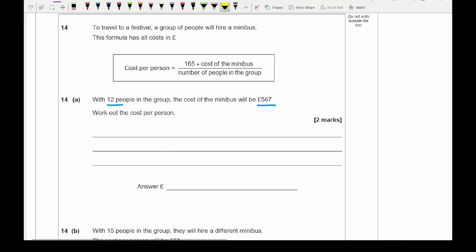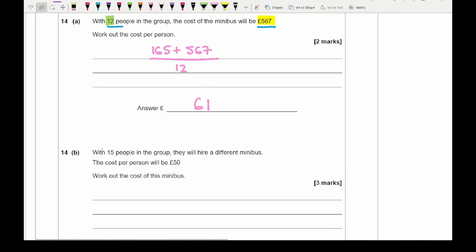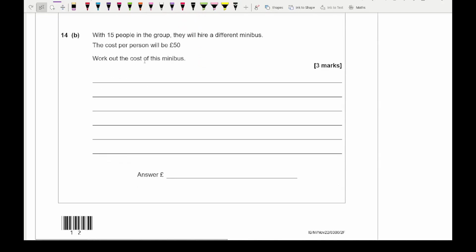So this number here is the cost of the minibus, and this number here is going to be 12. So all I need to do is just substitute those numbers in. So I've got 165 plus 567 all divided by 12. And again, if I type that straight into my calculator, 165 plus 567 divided by 12 gives me an answer of £61.